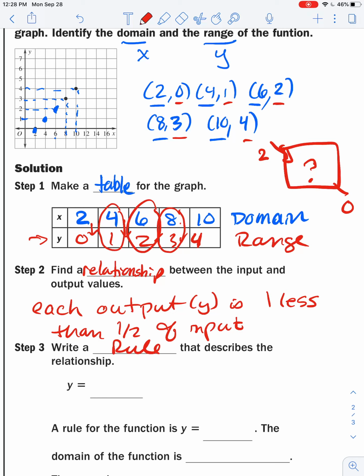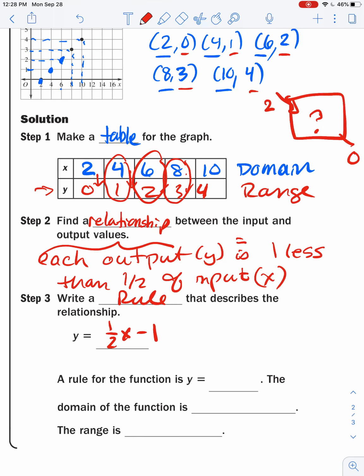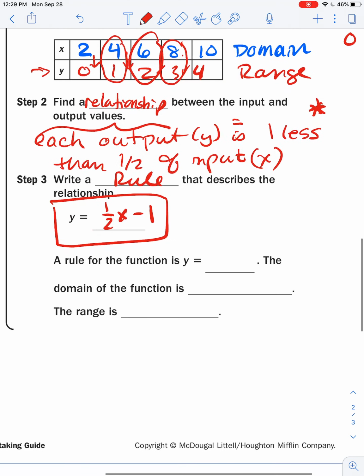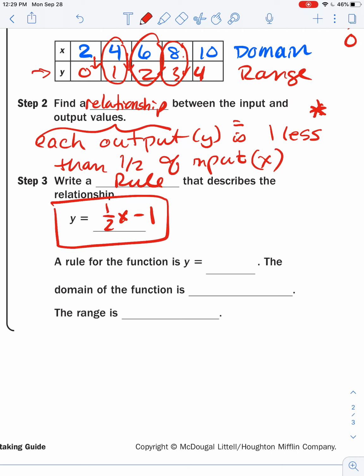And so if I'm going to try to write a rule for that, I have to turn these words into an equation like we did earlier in chapter 1. So the y, that's my output, that's my equation, 1 less than half of the input, which is an x. So I would write 1 less than half of x like that. And that goes back to earlier in the chapter. This is 1 less than half of x. So that is my rule. This is without a doubt the hardest thing in the chapter, to find that rule. Some of you will be really good at it because it's like a puzzle, and some of you will struggle to find that relationship. The more we practice, the easier it gets.